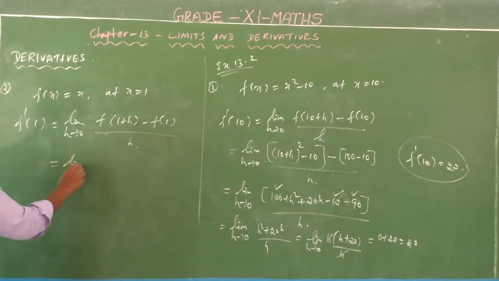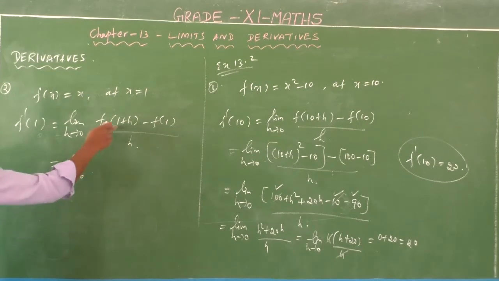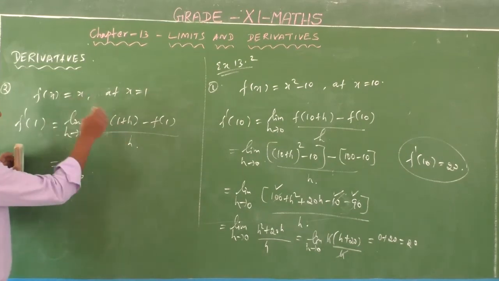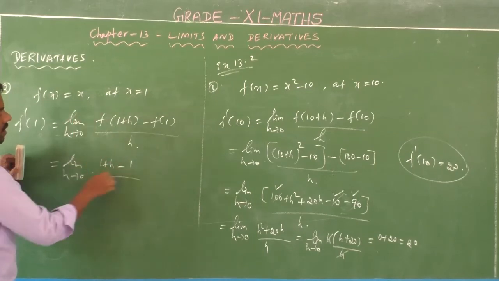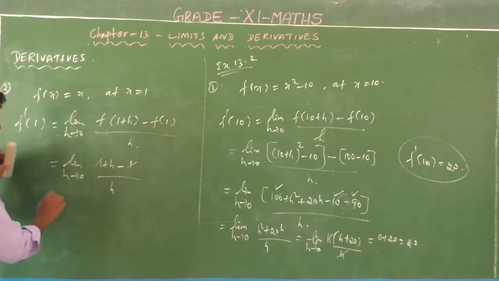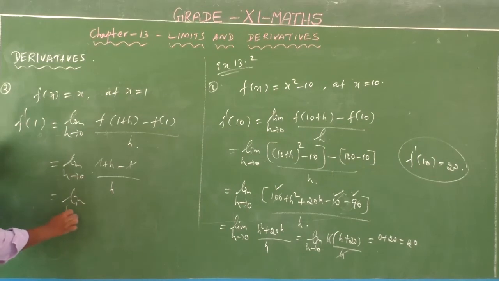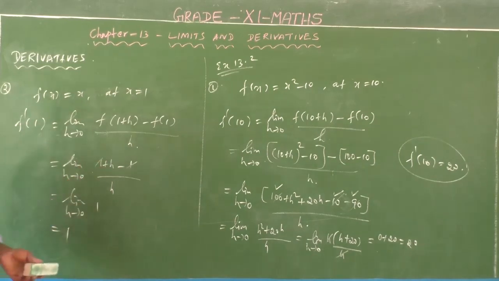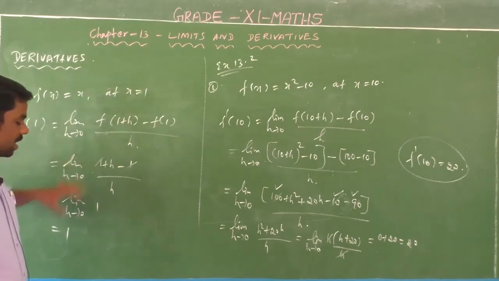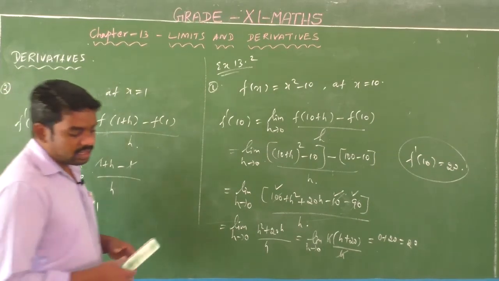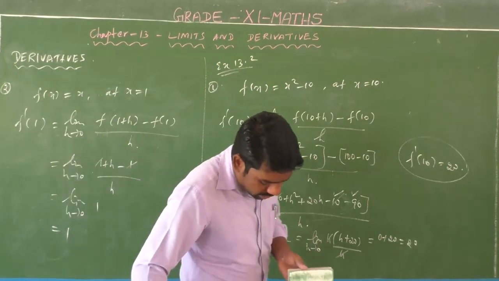So limit h tends to 0, f of 1 plus h. Replace x with 1 plus h. So 1 plus h minus f of 1, divided by h. 1 cancels. Remaining limit h tends to 0, h divided by h is 1, so the answer is 1. Therefore the derivative of this function x at x equal to 1 is equal to 1. Right? Next, question number 3.